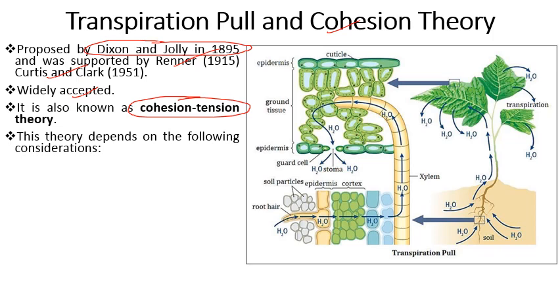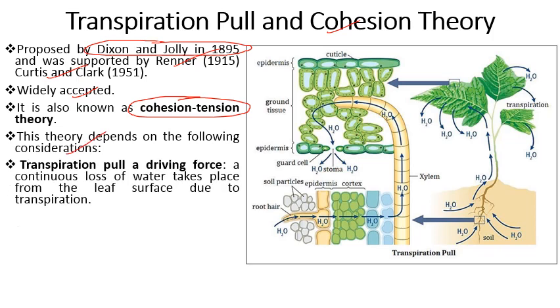According to this theory, there are certain phenomena which are involved in the upward movement of ascent of sap. Firstly, transpiration pull, a driving force. So mainly this upward direction movement is due to transpiration. It creates a transpiration pull or suction pressure in the mesophyll cells, which is transferred through the xylem vessel, and this reaches to the roots of the tree and helps in upward movement of water.